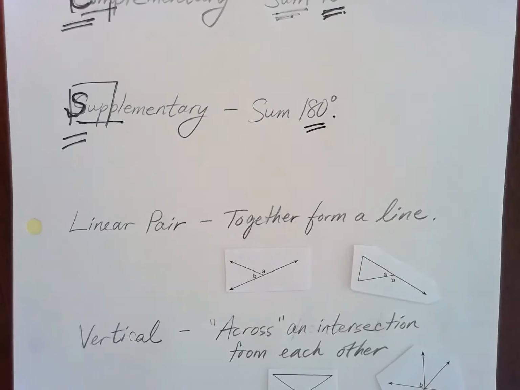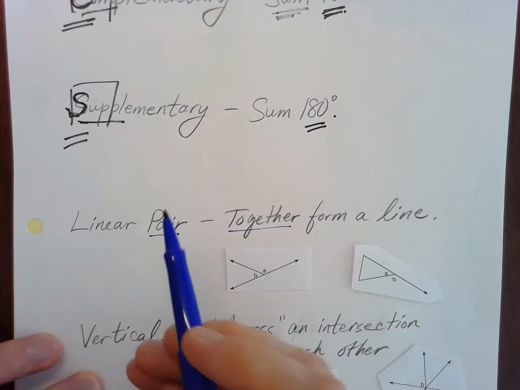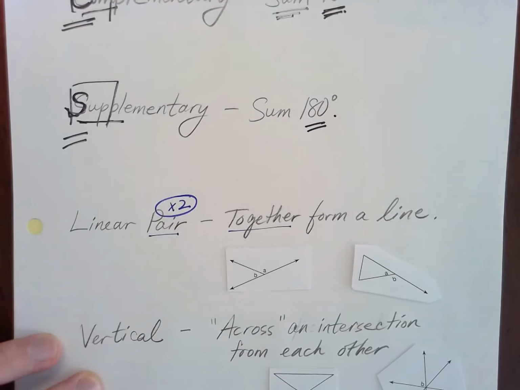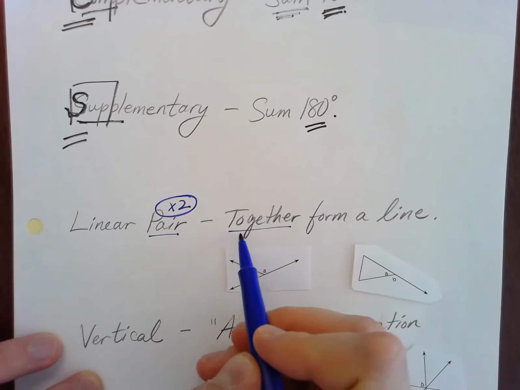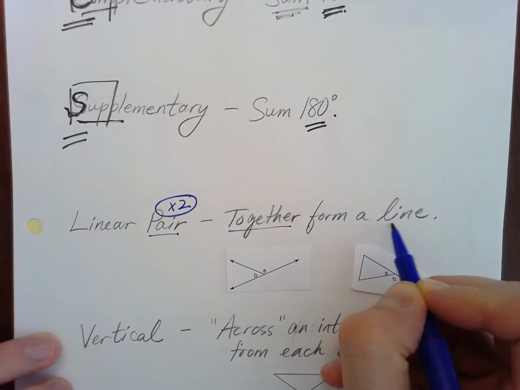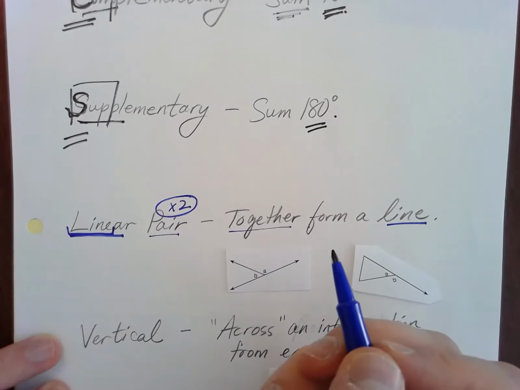So the next new vocabulary we're going to learn is a linear pair, and that means that together these angles, and of course a pair is what? Is two, right? Two things are a pair. And so together they form a line. And line, because it's linear, right? So that's where the word line comes from, is linear right there.